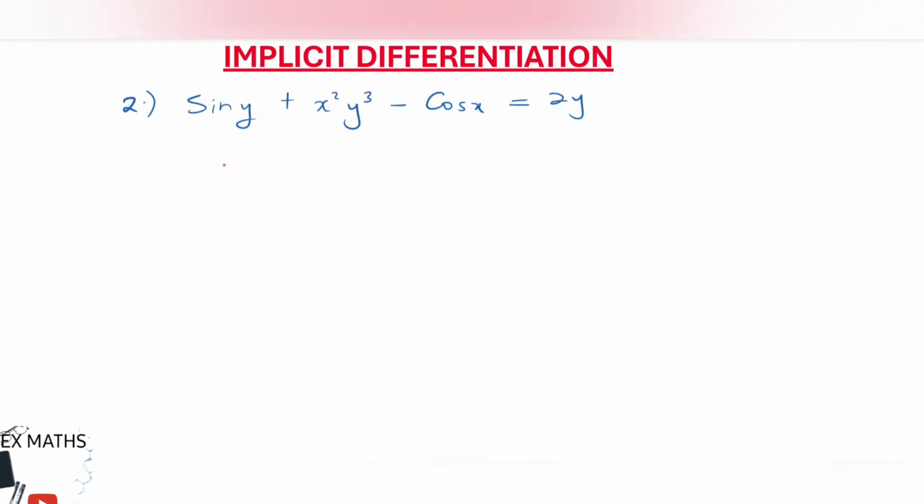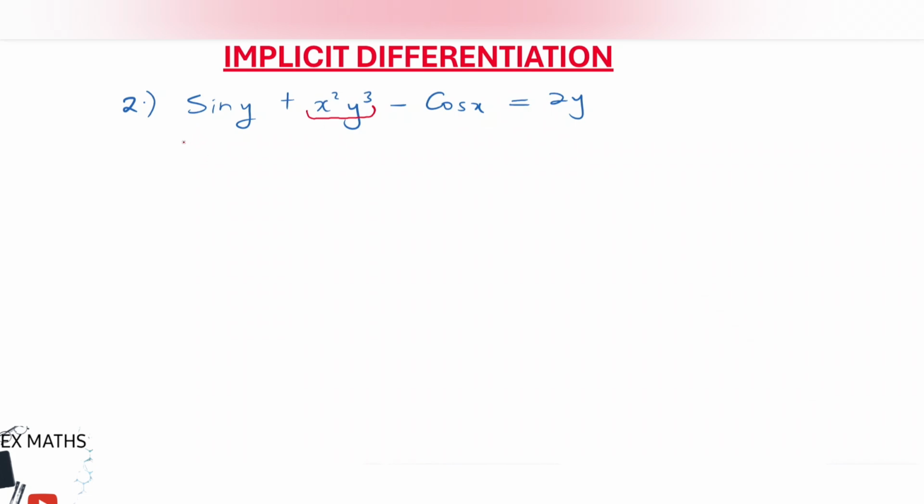Next question, sin y plus x squared y cubed minus cos x is equal to 2y. So this question is also asking us to find the dy dx. But if you can check at this point, now we have two functions that are multiplying each other, which is x squared and y cubed. So we are going to apply the product rule on this section.